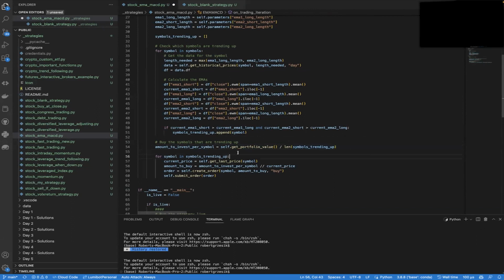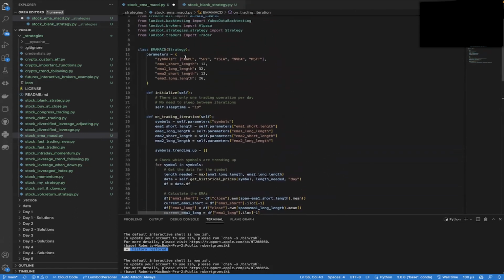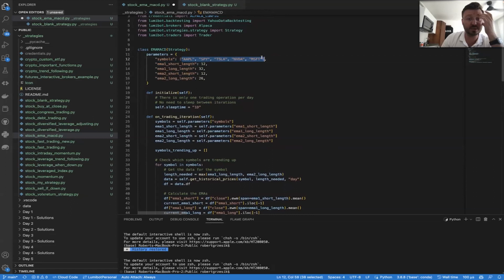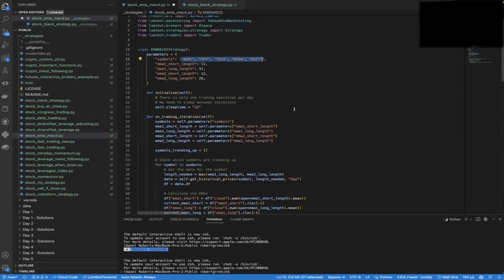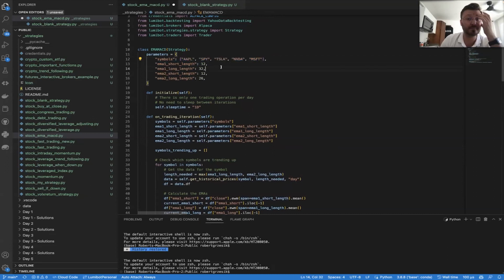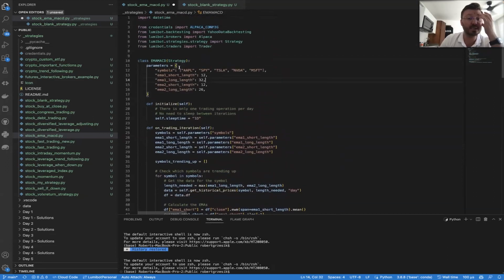So do I need to select the symbol, or will the system automatically select the symbol? Well, here's our list of symbols. Or do I need to select the symbols myself? Yeah, so you need to put in the symbols. And I'm doing this specifically.